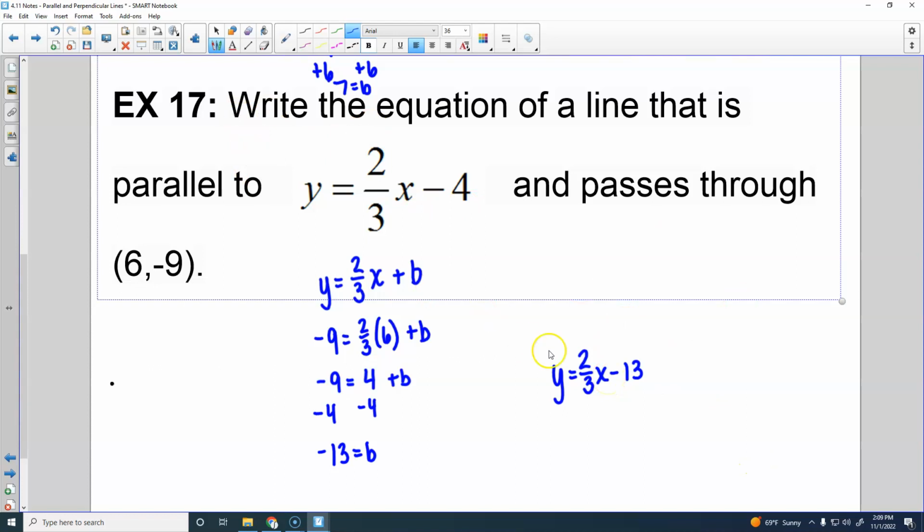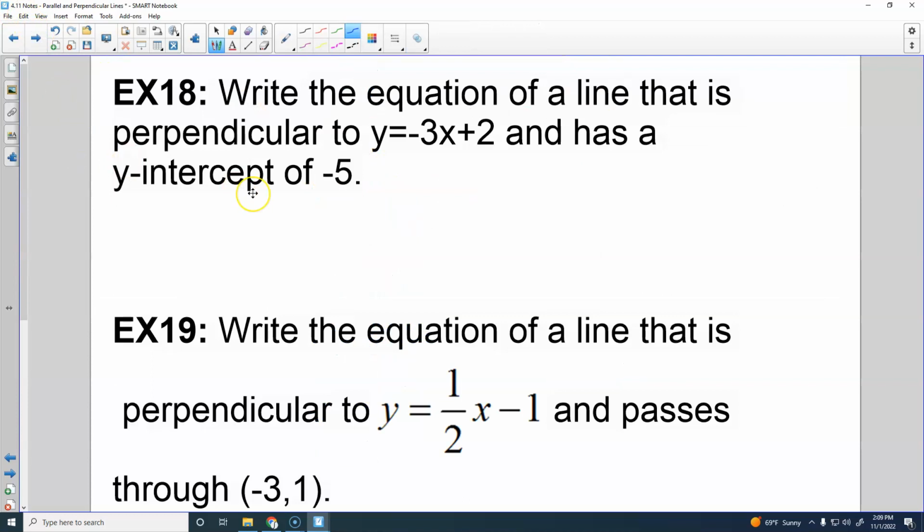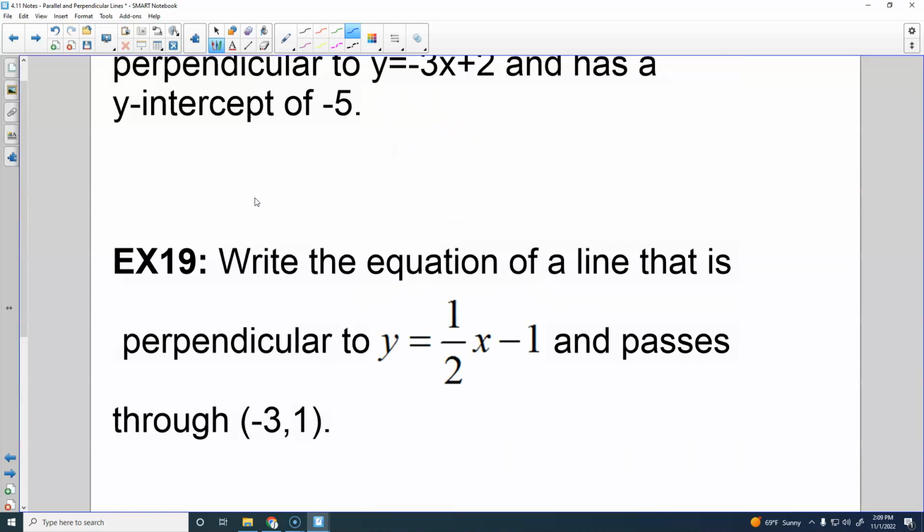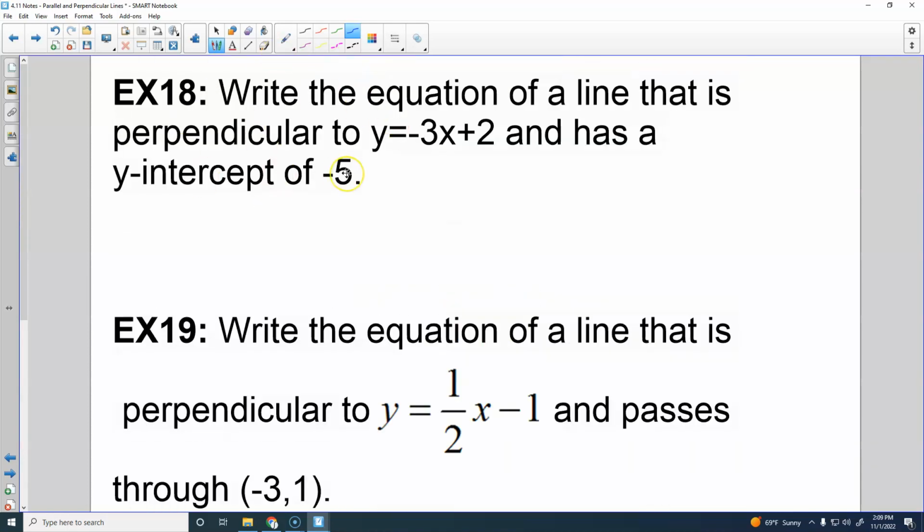Okay, this is basically it, but they get a little bit tougher. It's a little tougher when they're perpendicular. It also is a little tougher depending on how they give you your original line. So let's look at what we might run into. Okay, so 18, not very bad.